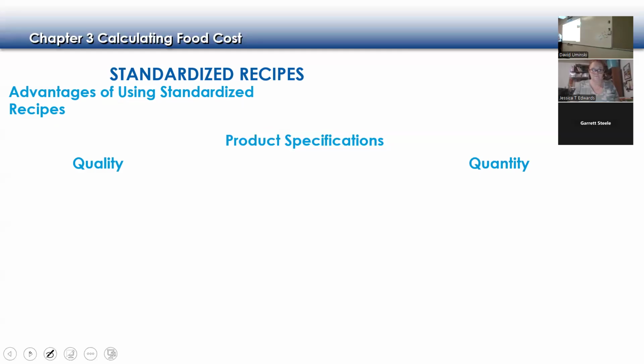So they didn't waste it. That's the quantity in their standardized recipe. This is how much we need to purchase, okay? The quality is different things about those items, okay?